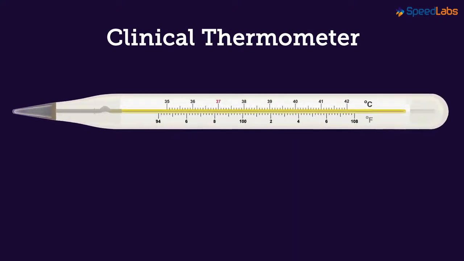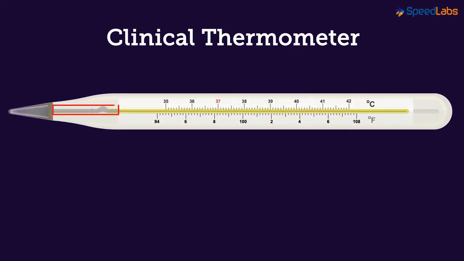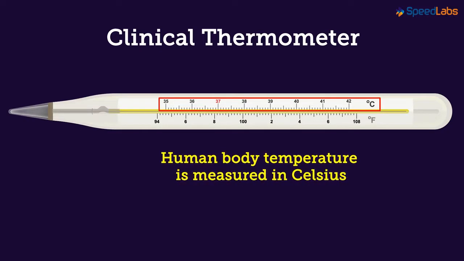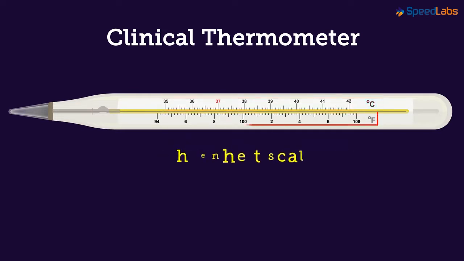Observe this image carefully. This mercury thread inside the glass tube reflects the level of temperature. Now look at the scale. This Celsius scale is used to measure the body temperature. Yes, the human body temperature is expressed in terms of Celsius. You may note that Fahrenheit scale was used in earlier days for measuring the human body temperature.